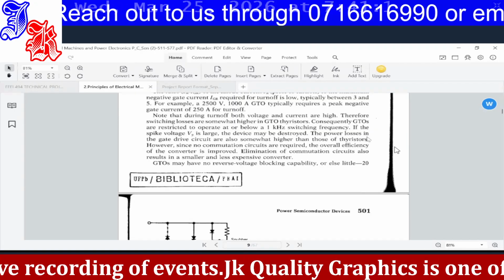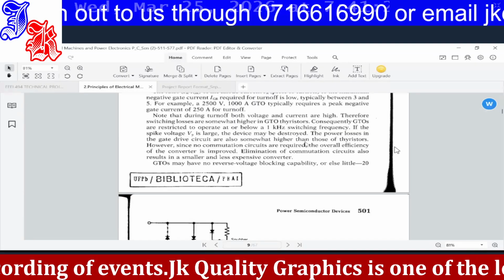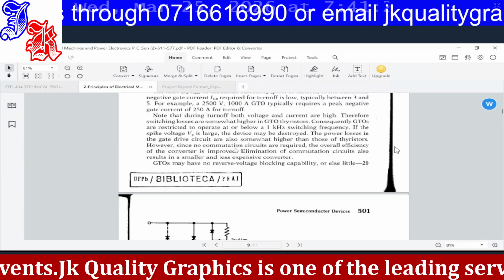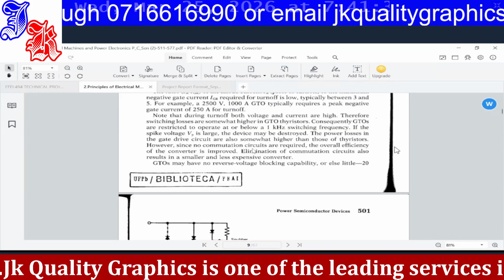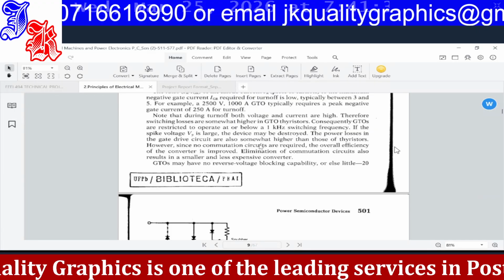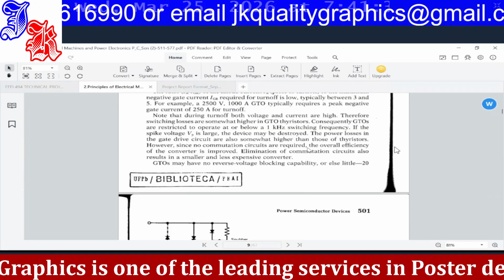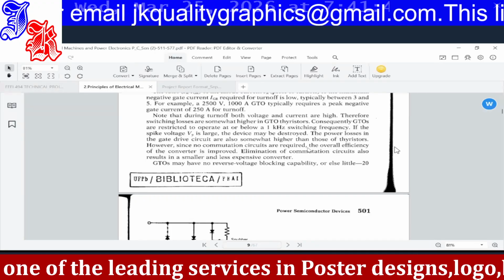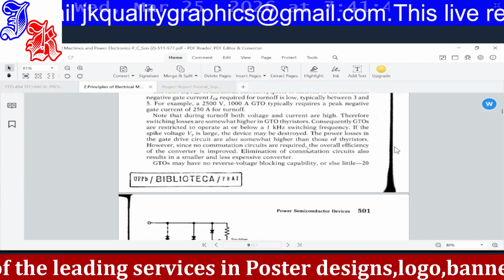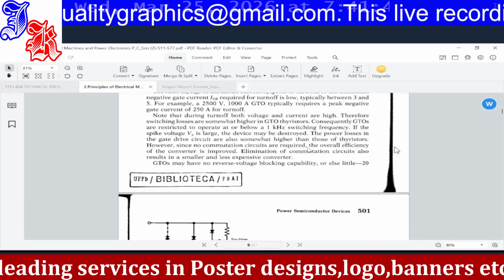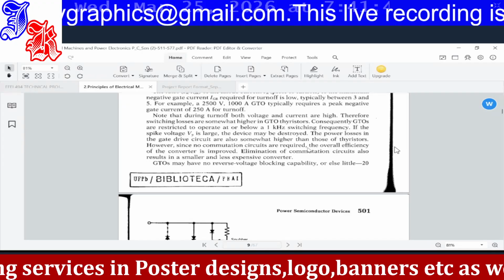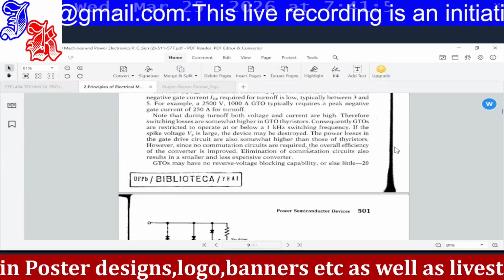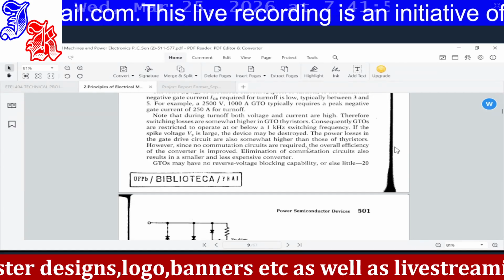The power losses in the gate drive circuit are also somewhat higher than those of the thyristors. However, since no commutation circuits are required, the overall efficiency of the converter is improved. So we can say no commutation. For the thyristor, we were bringing in a commutation circuit to enable it to switch off. So this has the disadvantage of high losses, but again, if we look at the cost, we don't have this commutation circuit, so the efficiency remains comparable to the efficiency of the thyristor.